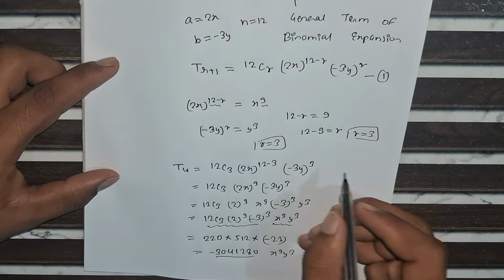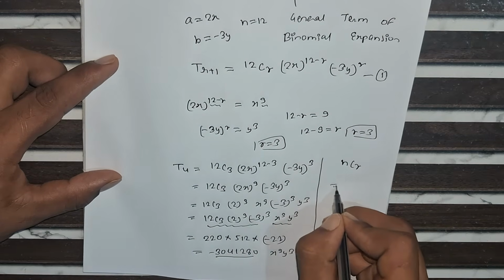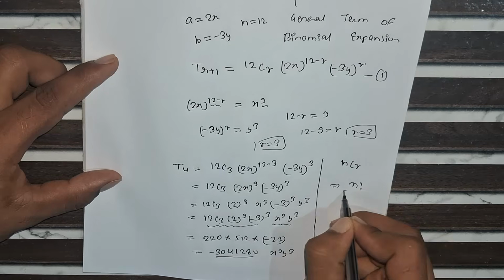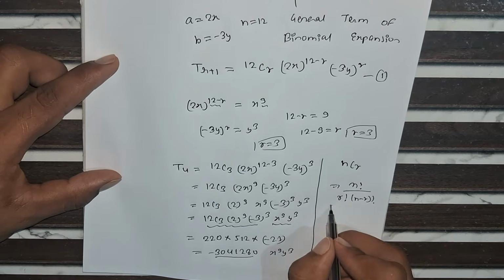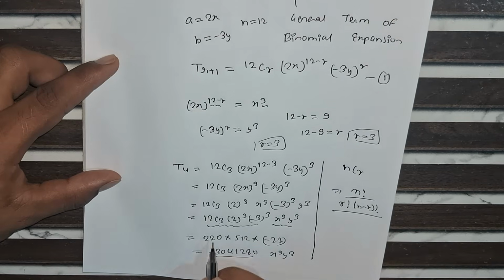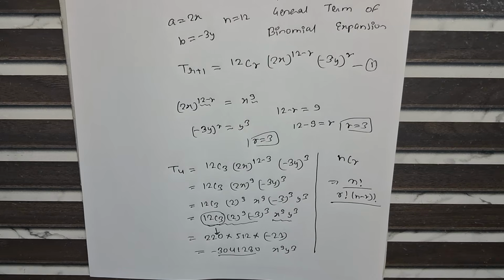One more important thing is that most of the students don't know the formula of nCr. This is nothing but n factorial divided by r factorial into (n minus r) factorial. With the help of this, you can easily get the value of 12c3, which is 220. So like that you have to write in the examination to get full marks.